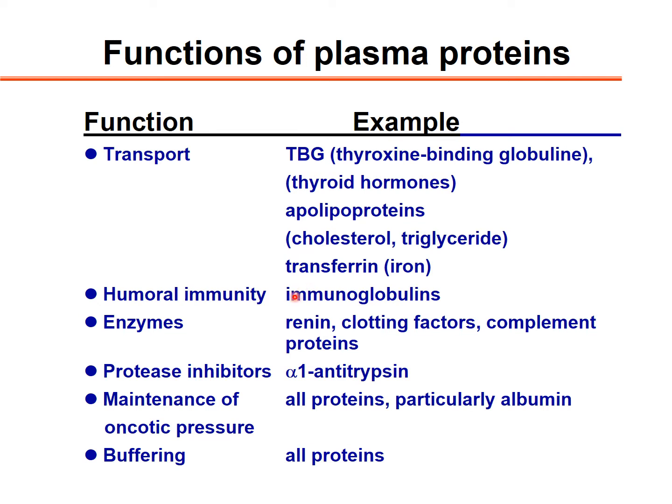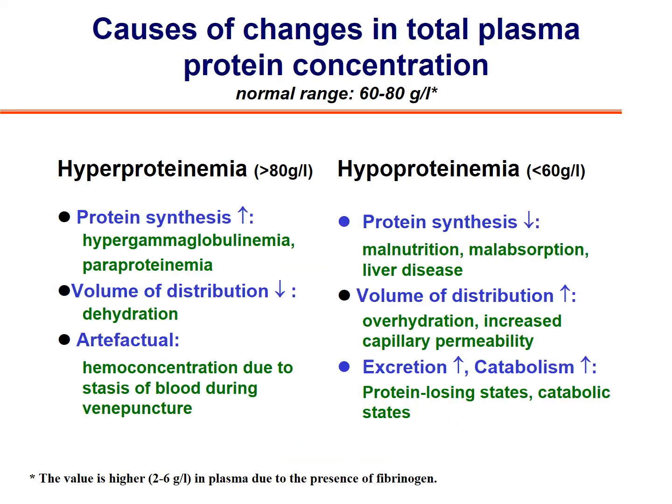The humoral immunity is going to depend on immunoglobulins or enzymes, renin, clotting factors, complement proteins, and some protease inhibitors such as alpha-1 antitrypsin or ceruloplasmin, or maintenance of the oncotic pressure, mostly by the whole protein, but particularly albumin has a very important role in it. And the buffering capacity, mostly albumin has an important role in it.